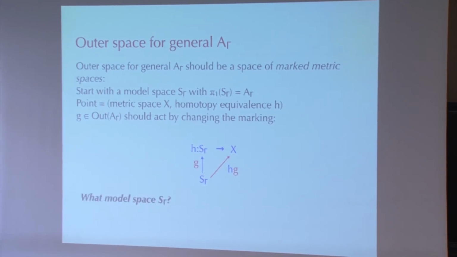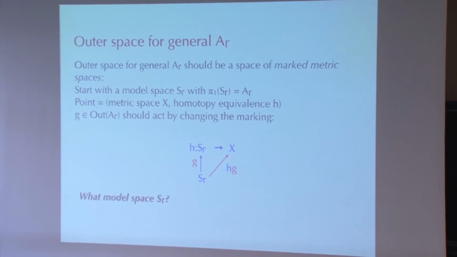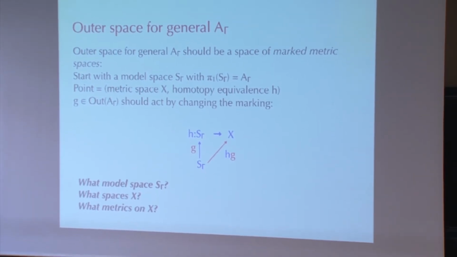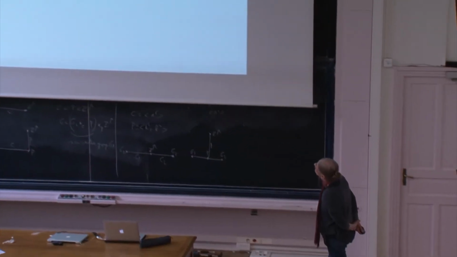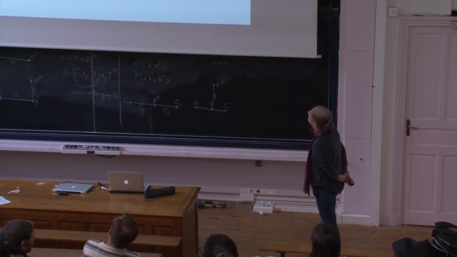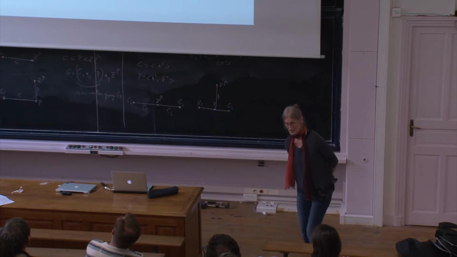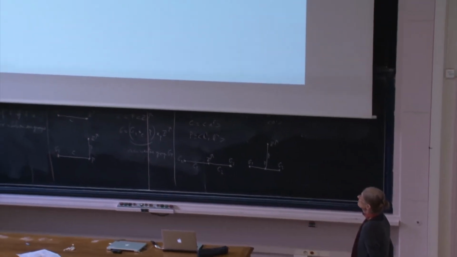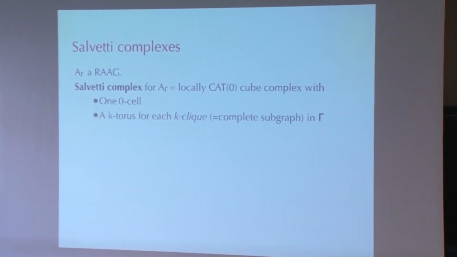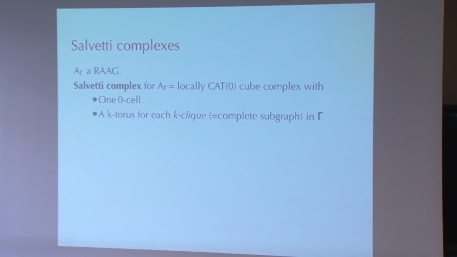So we now are left with the question of what model spaces should we use? What other spaces X do we need? What homeomorphism types? And what metrics do we need on these spaces? Okay, so here are the model spaces. You start with a RAAG. You have something called the Salvetti complex. This is a space made out of cubes. It's got one zero cell, and it's got a k-torus, which is a cube glued up, for every k-clique in your graph. So let me do some examples.